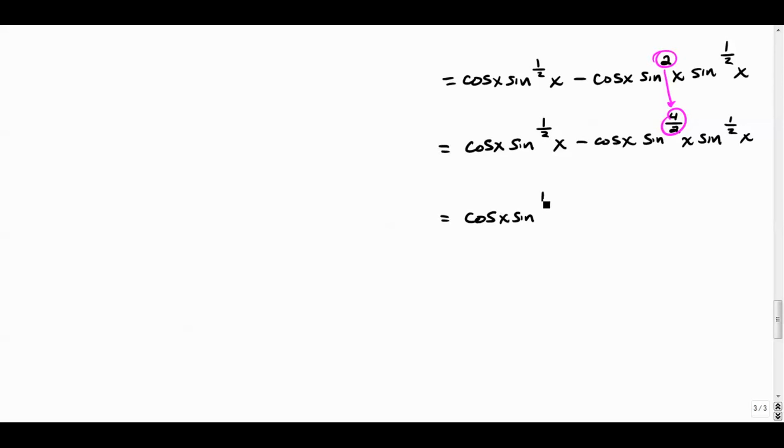I'll rewrite everything else. Minus cosine x, 4 over 2 plus 1 over 2. Remember, these are multiplied together. The terms are multiplied together, so we're going to add the exponents. So I get 4 over 2 plus 1 over 2. That's 5 over 2 x.